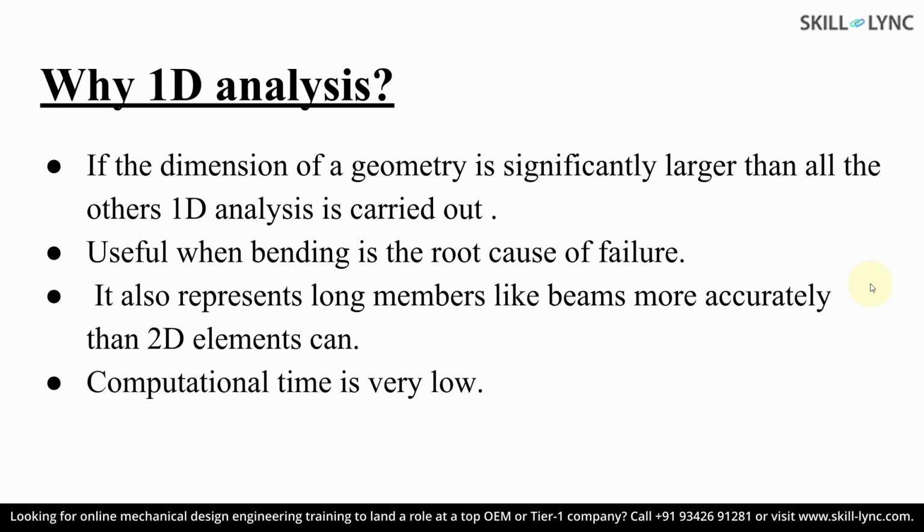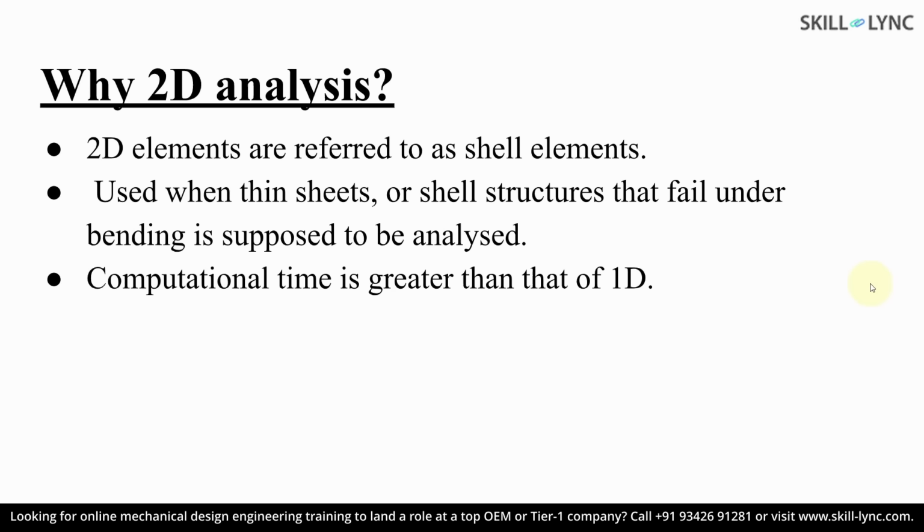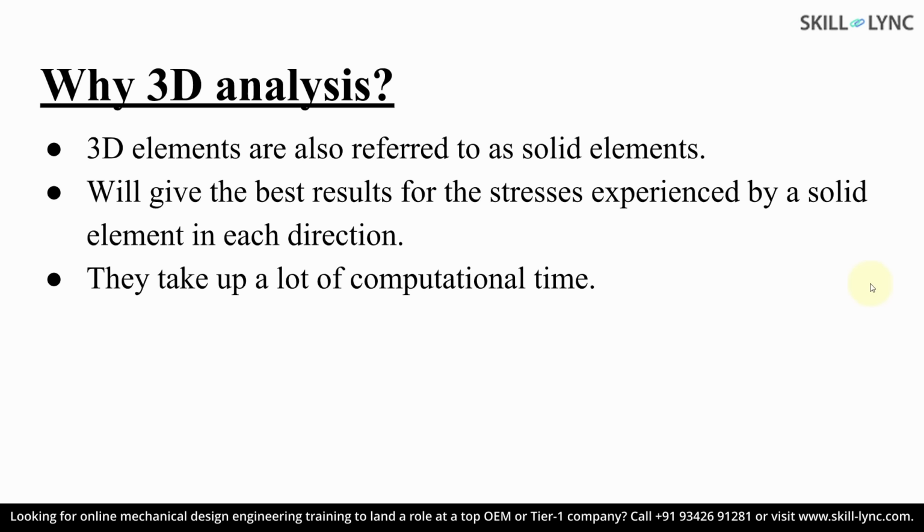1D elements are basically used to represent long members like beams, and hence they help reduce the computational power required to solve the problem. Now 2D elements are basically referred to as shell elements, and these shell elements are provided with a thickness to actually represent the model. So these are predominantly used when we have thin sheets and shell structures in our model, and further we can accurately derive bending stress on the part. Using this type of elements in the simulation helps in getting accurate results with less computational effort than going for a 3D.